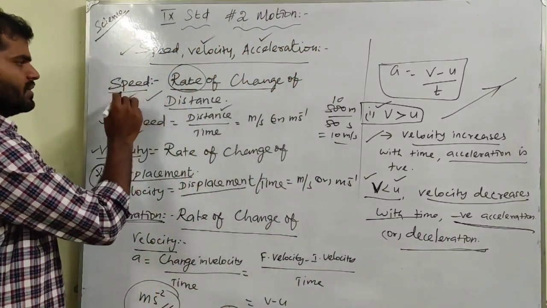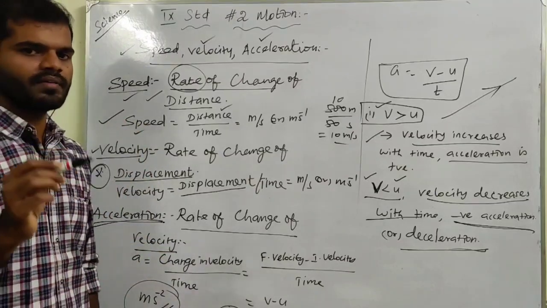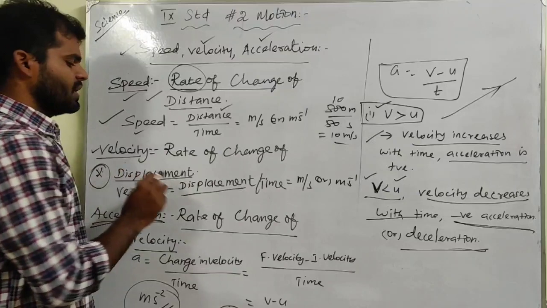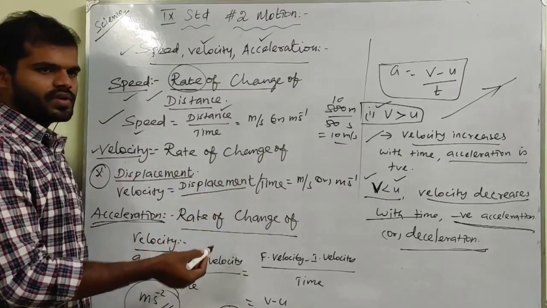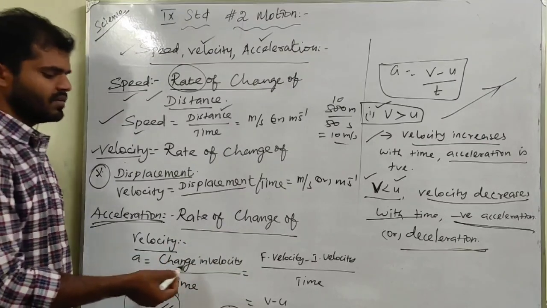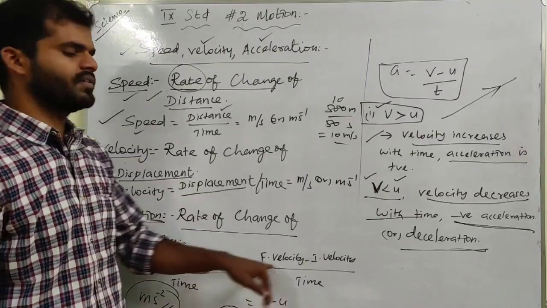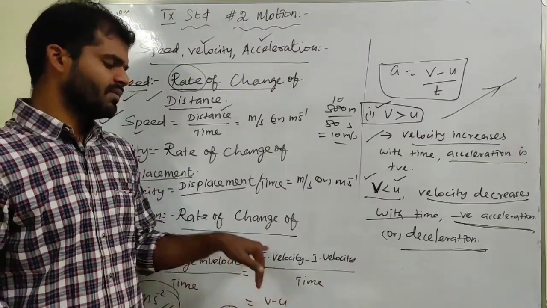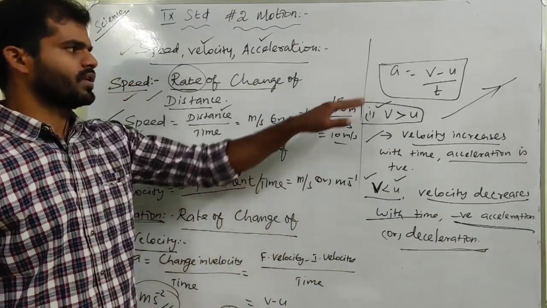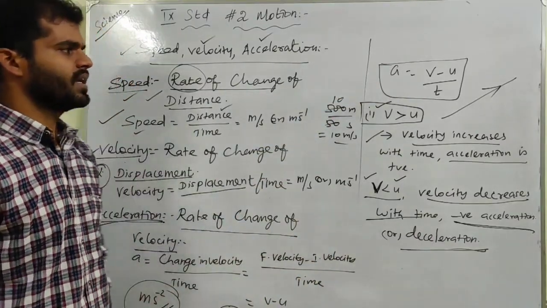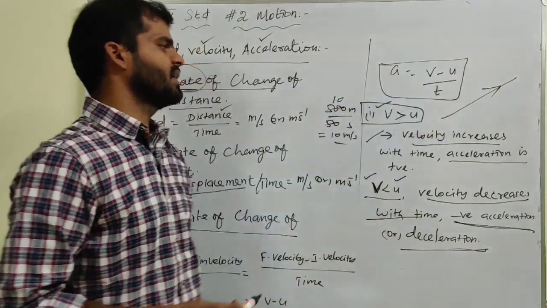So here we are going to discuss speed, velocity, acceleration. Speed, distance by time, unit meter second power minus 1, and velocity, displacement by time, meter per second. Again, the acceleration is rate of change of velocity, that is change in velocity by time. Change in velocity should be written as final velocity minus initial velocity by time. Final velocity symbol is v, initial velocity is u, v minus u by t. So a is equal to v minus u by t. A is nothing but acceleration, v final velocity, u initial velocity, and t is the time.